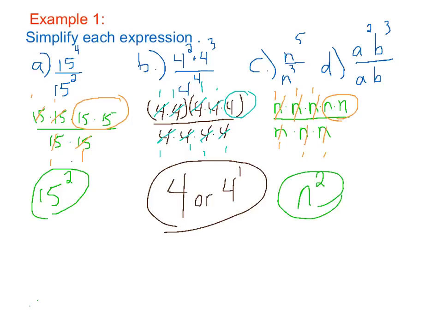Alright, looking at part D here, if we expand this out, in the numerator we have a squared, so that's a times a. We have b cubed, so that's b times b times b. In the denominator we have a divided by b. So if we look to simplify this, cross off anything that is the same in the numerator and the denominator. So a divided by a is 1, b divided by b is 1, and then we look at what still is there. We have a b squared.